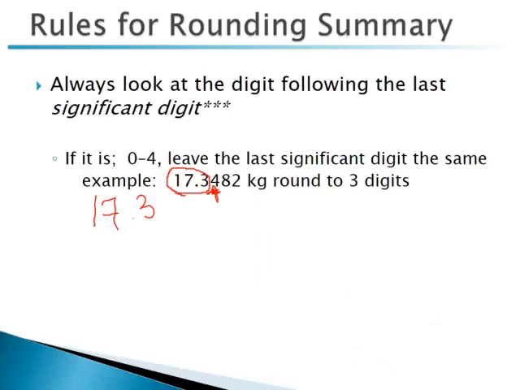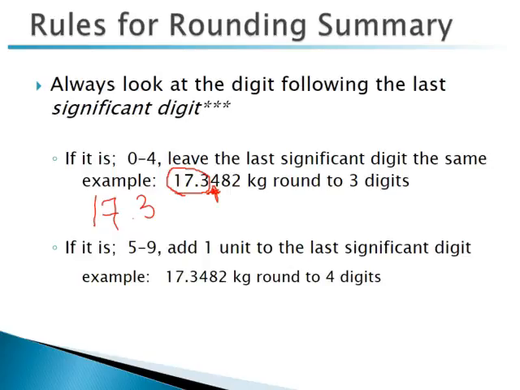Now, let's say a different number, if it's greater than 5, we're going to add one number to that last significant digit. So again, it's the same number, but this time we're going to round to 4 significant digits. Here are the 4 significant digits, and if we look to the number past it, it's an 8. So that number follows that rule, greater than 5. And if it's greater than 5, we have to add 1 to that last unit. So instead of 17.34, the answer would be 17.35 because we would have rounded 1 up.